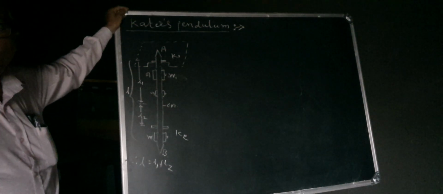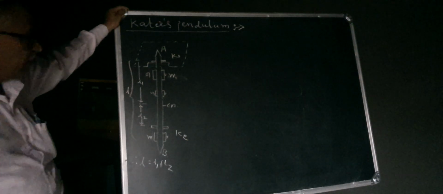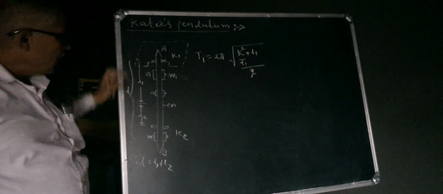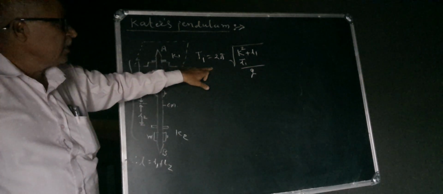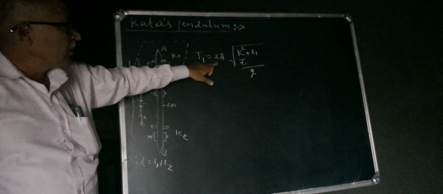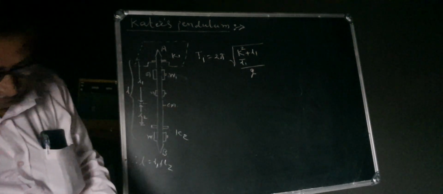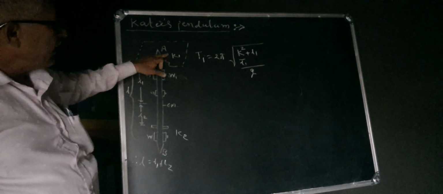Now, if this pendulum is allowed to oscillate freely and its time period is calculated, the time period T1 equals 2 pi under root of (k square plus L1 square) upon L1 g. This is when this Kater pendulum is suspended at K1 and its time period is calculated. This is the time period for the pendulum when it is suspended at K1.